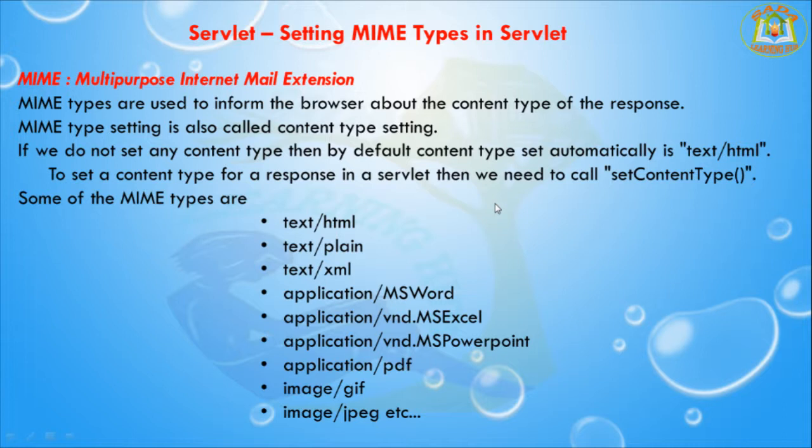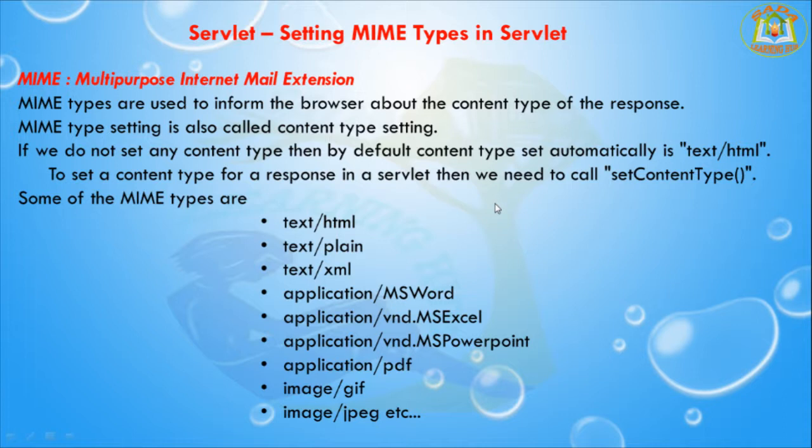Some of the MIME types are text slash html, text slash plain, and text slash xml, and application slash msword, and application slash vnd.ms-excel, and application slash vnd.ms-powerpoint, and application slash pdf, and image slash gif, and image slash jpeg, and so many MIME types are available. Finally, a MIME type is a Multipurpose Internet Mail Extension.